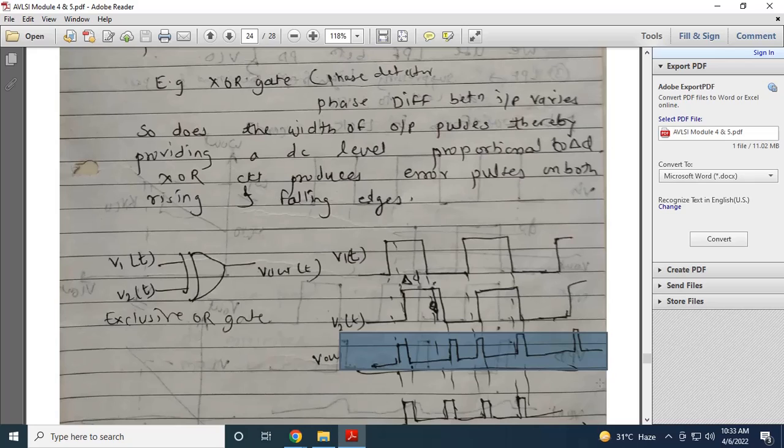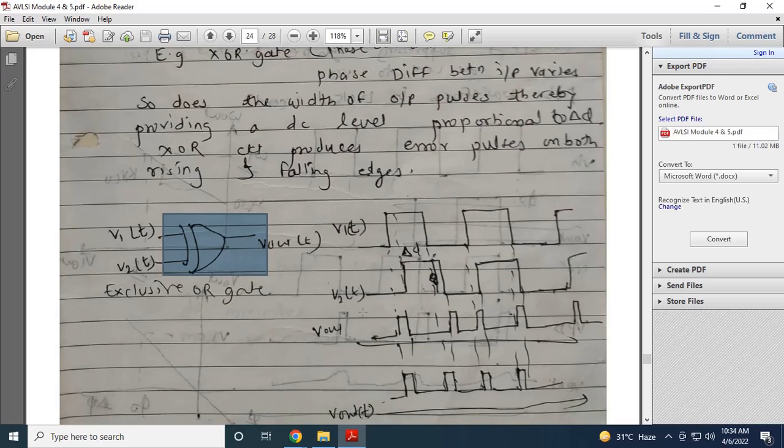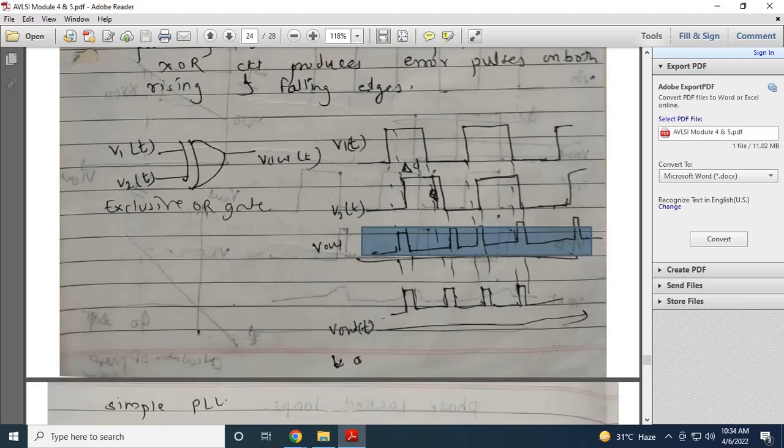So the XOR gate is the example of a phase detector which will detect the phase difference of two signals, that is V1 and V2. If you see this diagram, here is a phase difference and that is detected by the XOR gate. Similarly at this point there is a phase difference and that is detected by the XOR gate. In this case here is a phase difference and that is detected by the XOR gate. So V1 is the input signal, V2 is the second input signal applied to the XOR gate, and the XOR gate will detect the phase difference of the input signals.